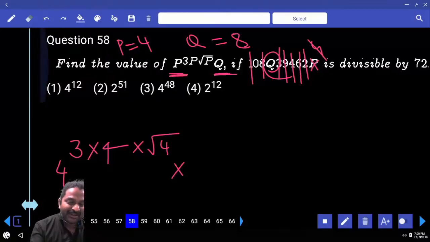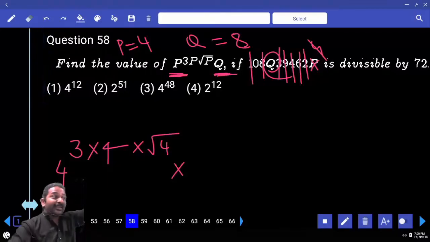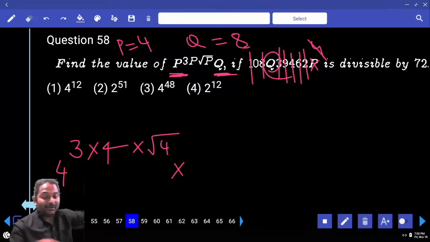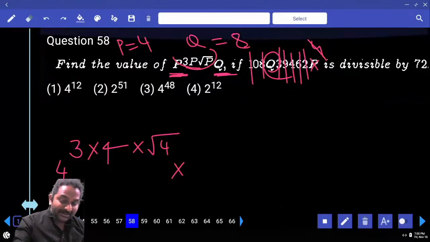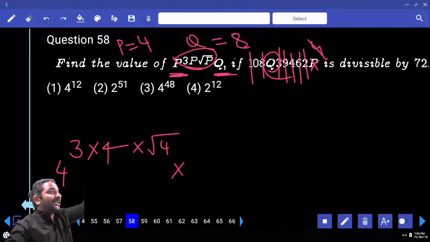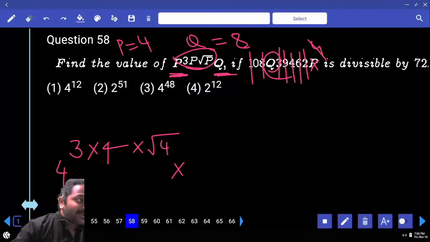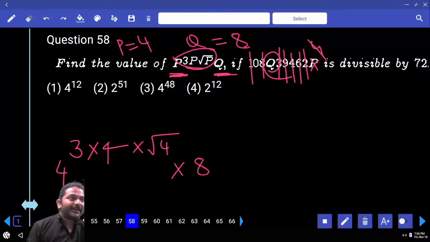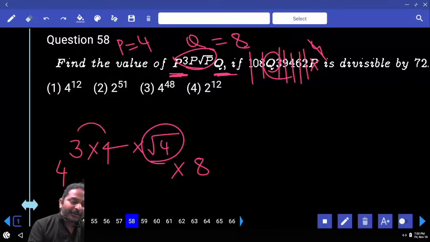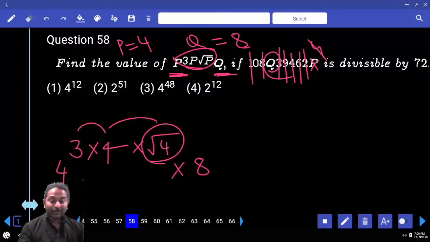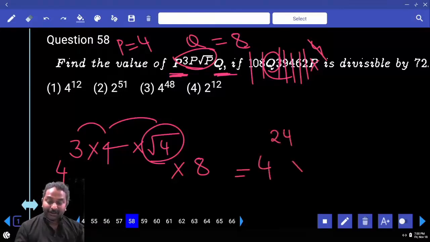These are base values, right? For P, 3 into P into under root of P. This part, is that the base or power for 3? Power for P? Then what about Q? Is that in the exponent for P or the base value? Base only? Do you all agree? Right. Into 8. Correct? Under root of 4. 3 into 4, 12 into 2. 4 power 24 into.